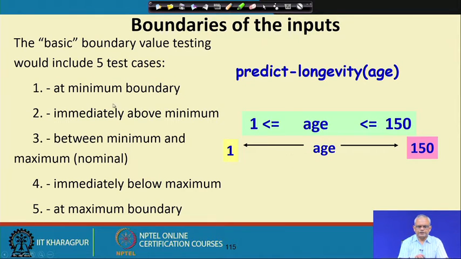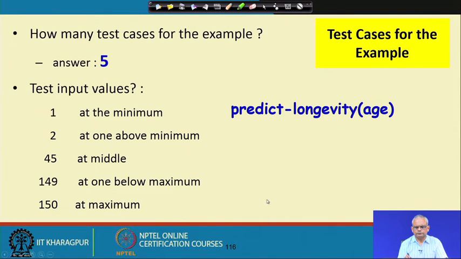So, the 5 test cases at the minimum are: the boundary, immediately above the minimum, between the minimum and maximum, immediately below the maximum, and at the maximum boundary. Just an example, predict longevity, and age is the parameter, and age is between 1 and 150, and once we identify the 5 boundary values, you can represent them as 1, 2, 45, 149 and 150, and these form our boundary value test cases.